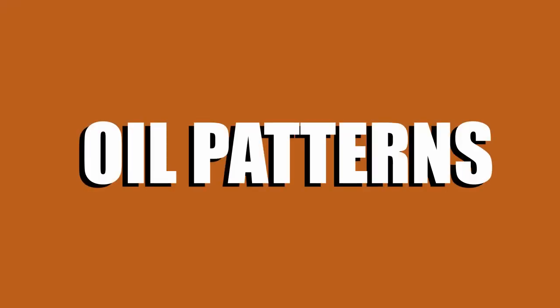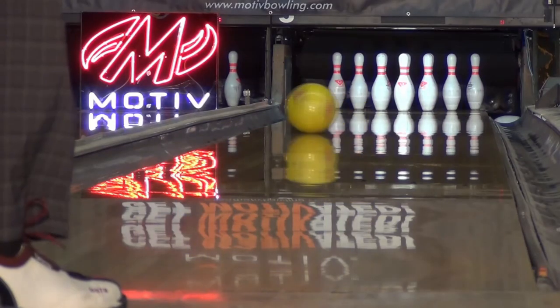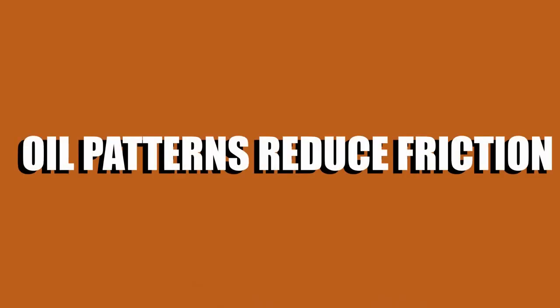But bowling balls are just half the story. Now let's talk about the other half, oil patterns. Quite literally, patterns of oil on the lane. Now each lane has around 25 milliliters of oil put on it, and that helps with friction. Without it, your ball would do something like this, which is obviously not good. The key here is that oil patterns reduce friction, but of course, it's not that simple.